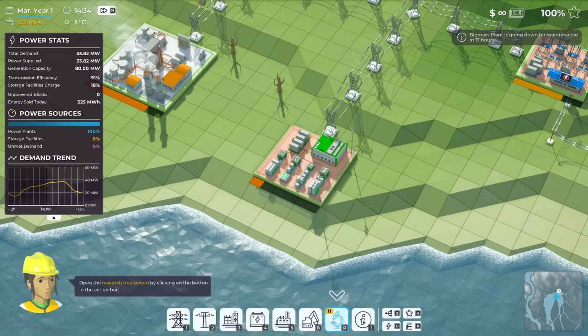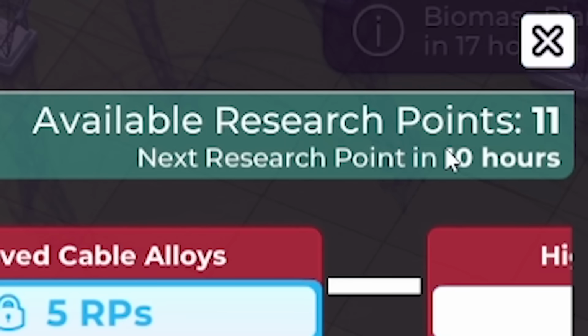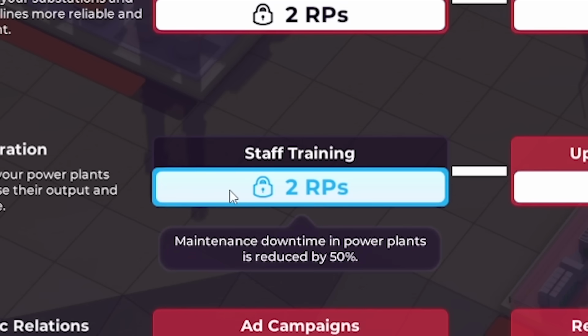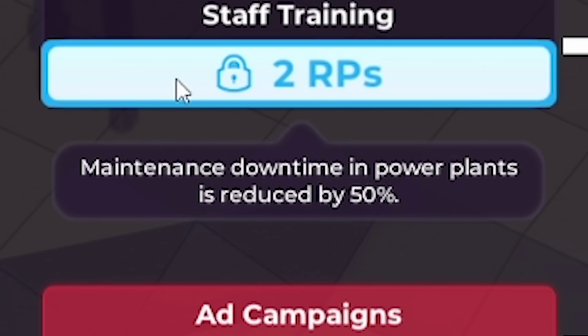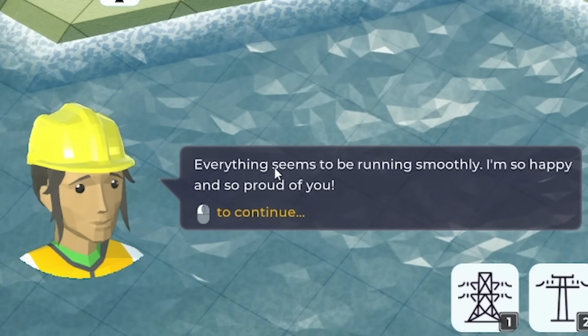All right, so next up, there is a research tree like all good games, and every day we gain a research point. We currently have 11, so we're going to spend 2 of them on staff training, which means maintenance downtime in power plants is reduced by 50%. So when that biomass plant goes down, it won't be down for as long. And look, we have impressed our senior.